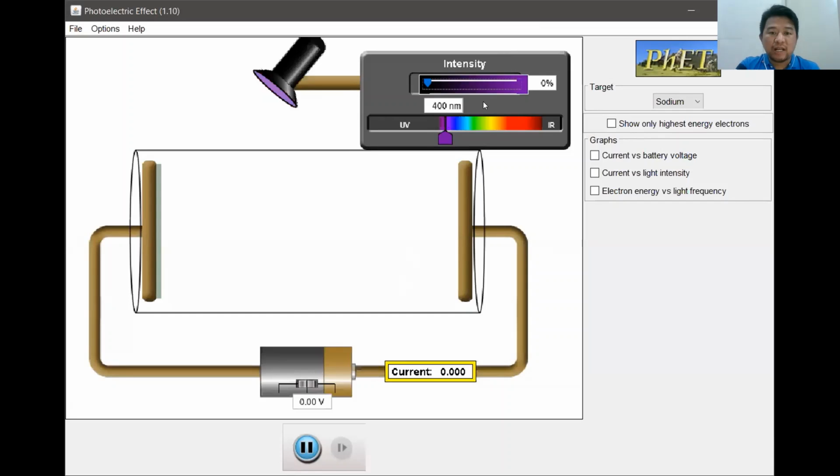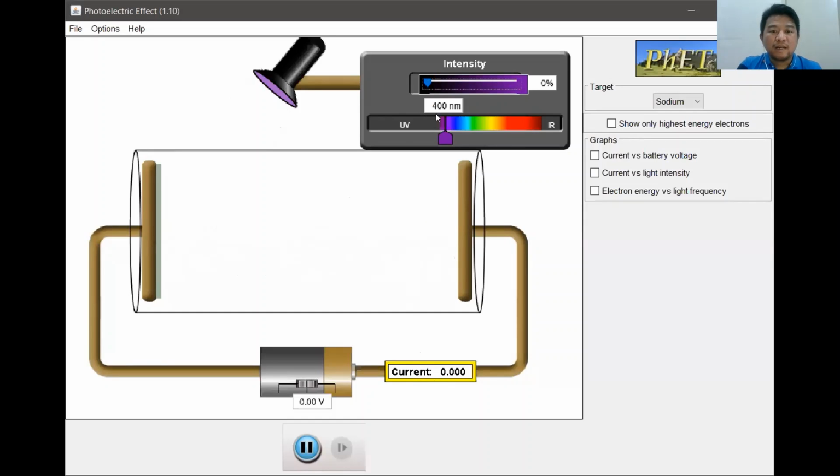And students are expected to check what happens if they increase the intensity. There, photoelectrons are ejected rather. And there, examine what happens. Look at the current value. Let's turn that to 0. The current is 0.